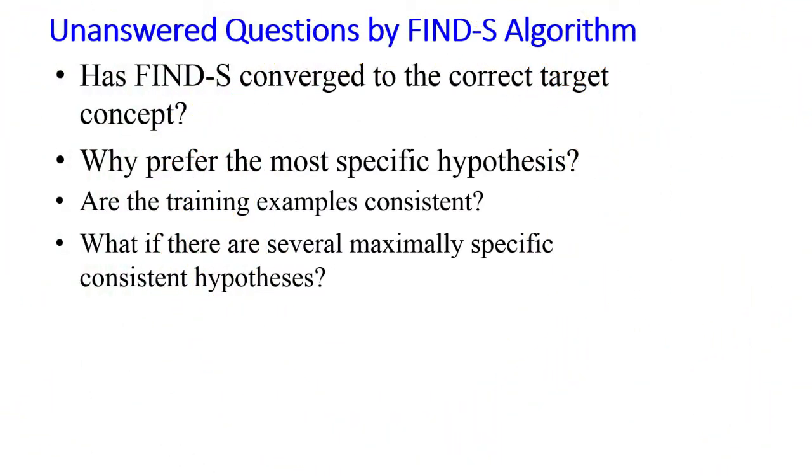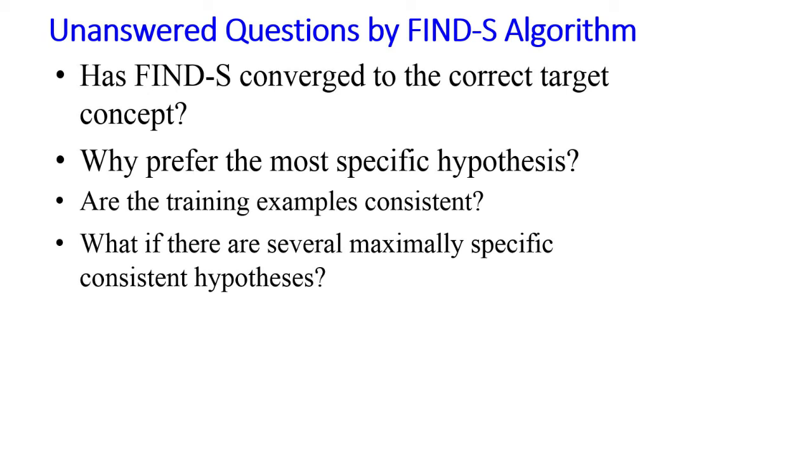Unanswered questions by Find S algorithm. There are few questions for which there are no answers in Find S algorithm. Some of them are: has Find S algorithm converged to the correct target concept? Although Find S will find a hypothesis consistent with the training data, it has no way to determine whether it has found the only hypothesis in hypothesis space consistent with the data, or whether there are many other consistent hypotheses existing. We would prefer a learning algorithm that would determine whether it has converged, if not, at least characterize its uncertainty regarding the true identity of the target concept.